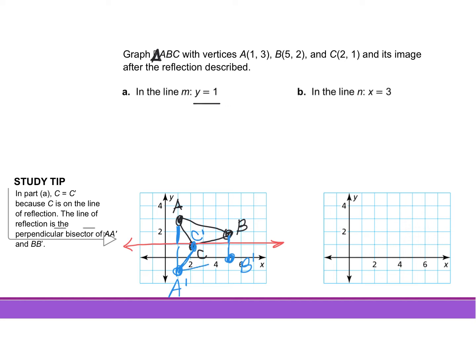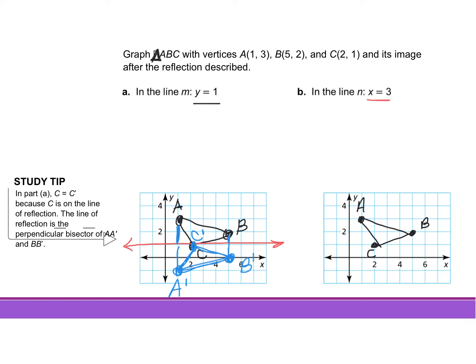So now I'm just going to connect my points, and I end up with a new image that looks like A prime, B prime, C prime. I'm going to go ahead and do the same thing for part B. I'm going to start out by graphing the points A, B, and C. Then I'm going to draw in my line of x equals 3.